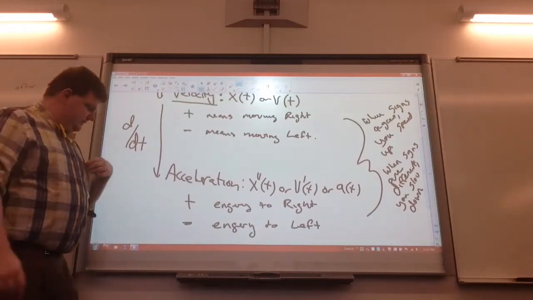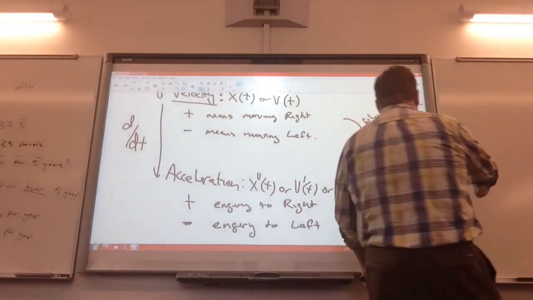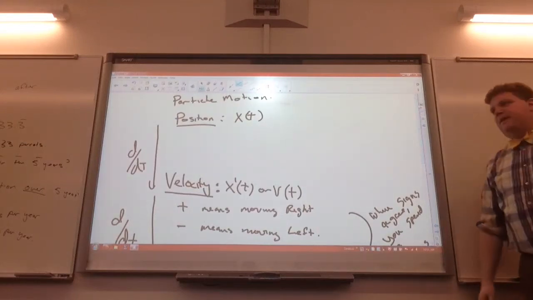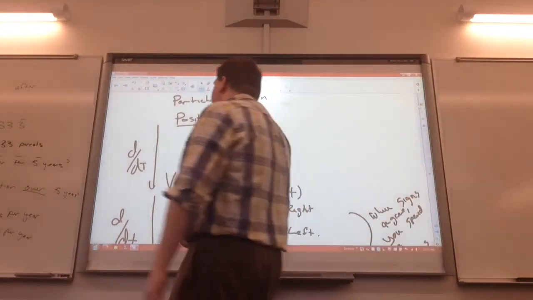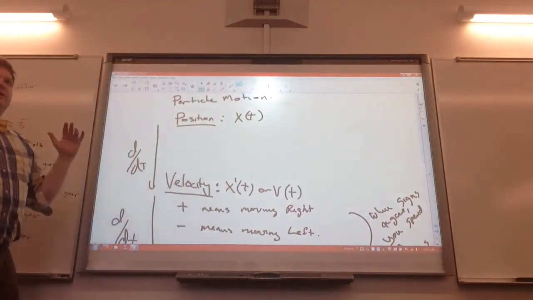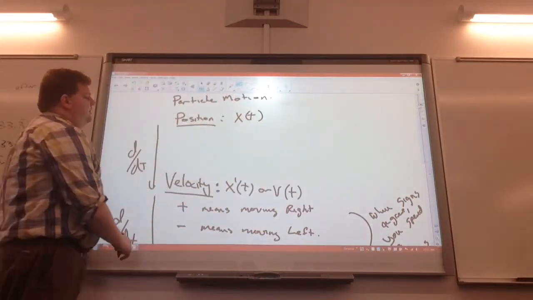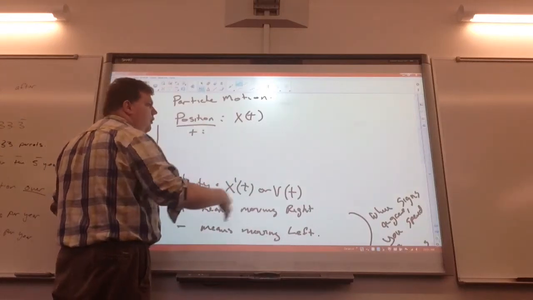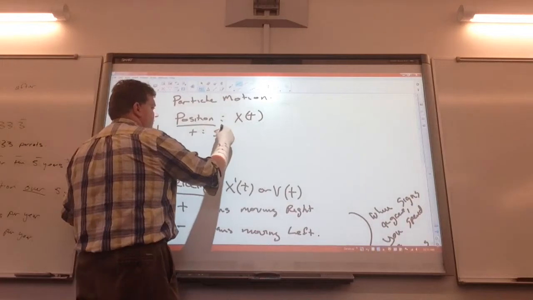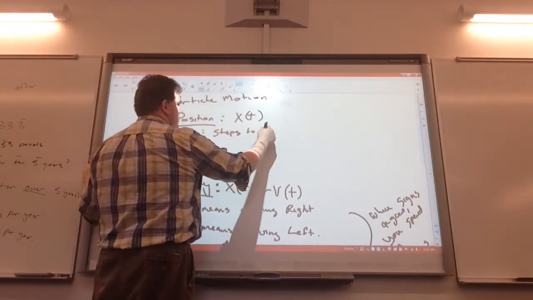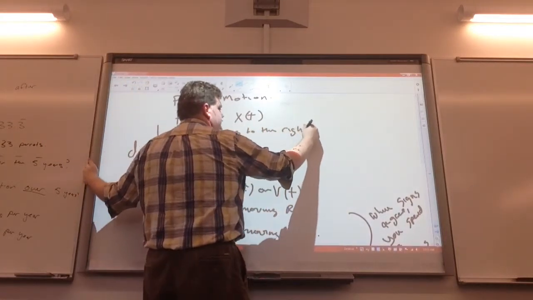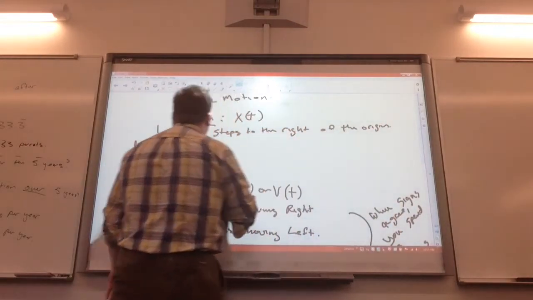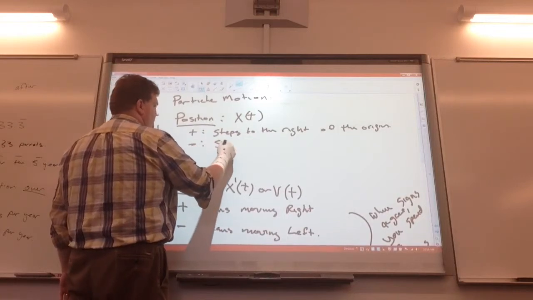All right. Position now, okay? It's nuances. Again, basically position is going to be, if my position is negative, that means left of the origin. Positive means right of the origin. So positive is steps away to the right of the origin. Negative is steps to the left.